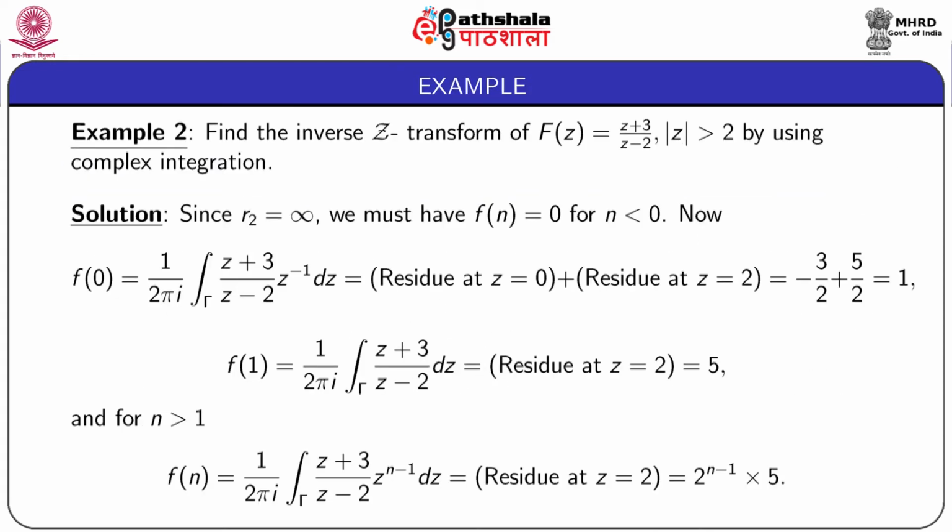We consider example 2: find the inverse z transform of capital F(z) equal to (z plus 3) by (z minus 2) for mod z greater than 2, by using complex integration. Here we see that R2 is infinity. So, we must have f(n) equal to 0 for n negative.